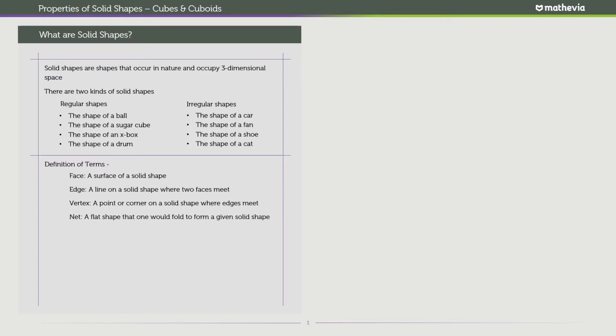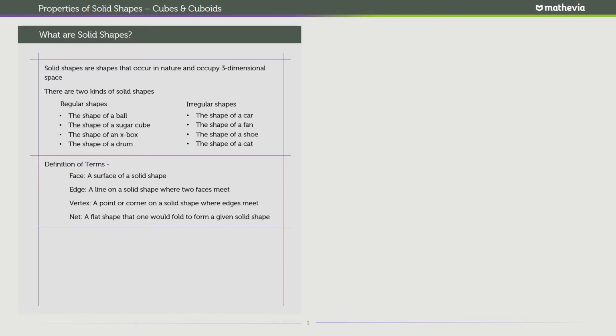And then finally a net. The net of a shape is a flat shape that one would fold to form a given solid shape. So the net of a cube is a flat shape that you would fold to form a cube. But we'll learn more about this.